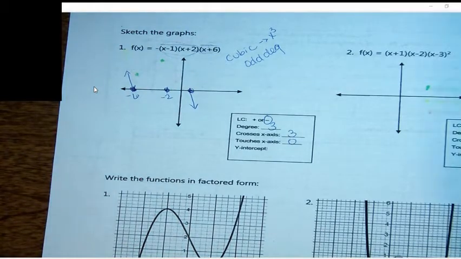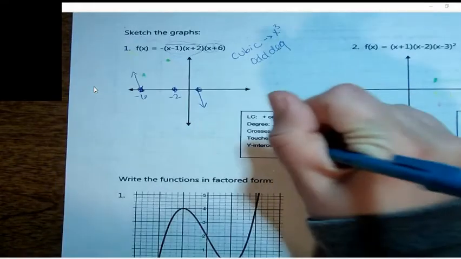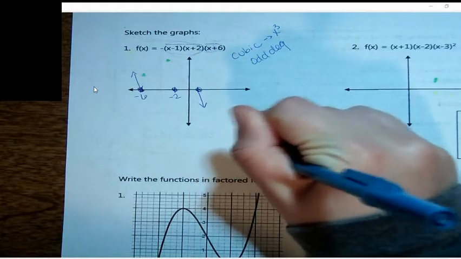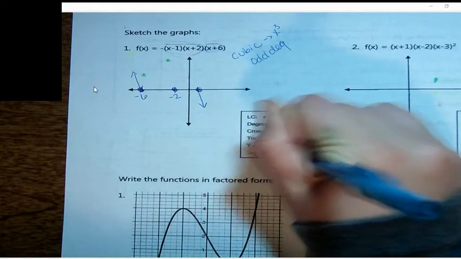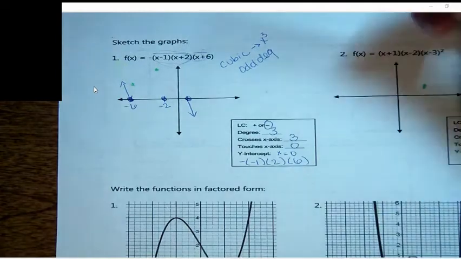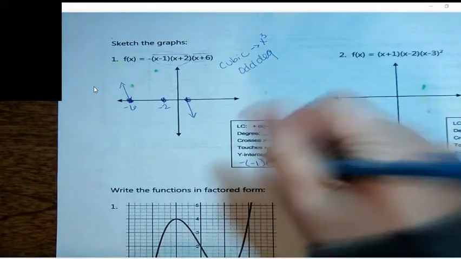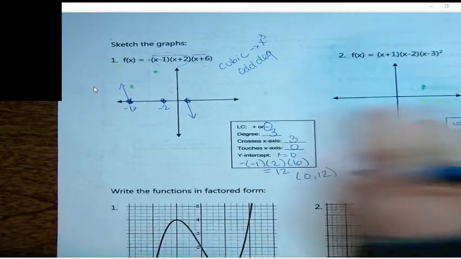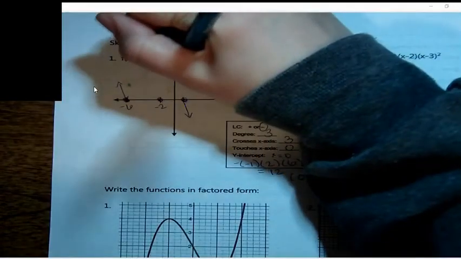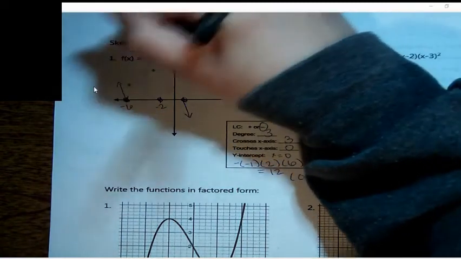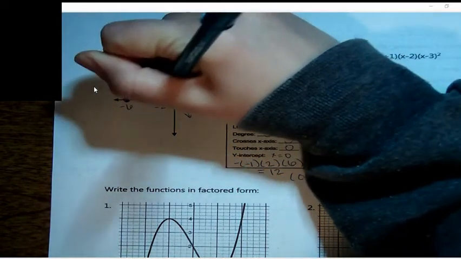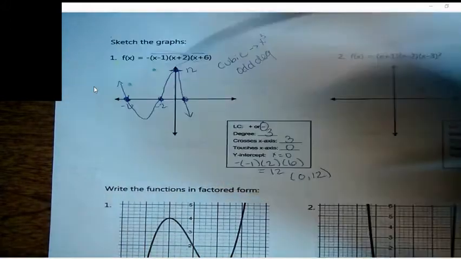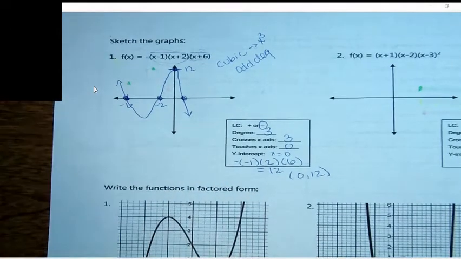To find our y-intercept, remember we sub in x equals 0. So I'm going to have negative 1 times 2 times 6. I just subbed in 0 for all of these. And this is going to give me positive 12. So my y-intercept is (0, 12). Okay, so I'm going to have a point up here at (0, 12). And in order to pass through all of these values, I have to connect like this. So this would be my function.